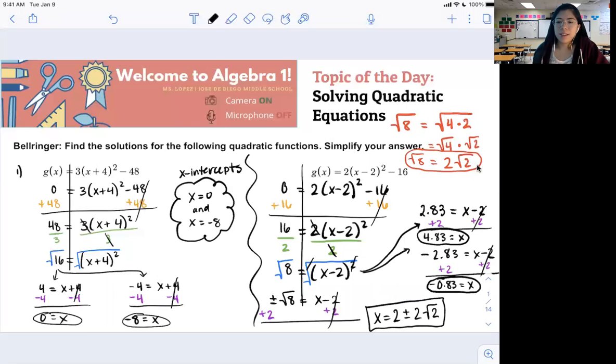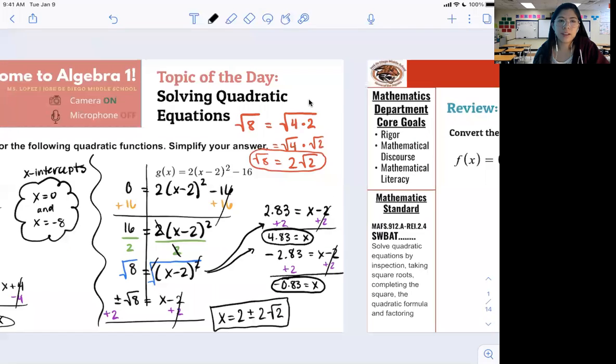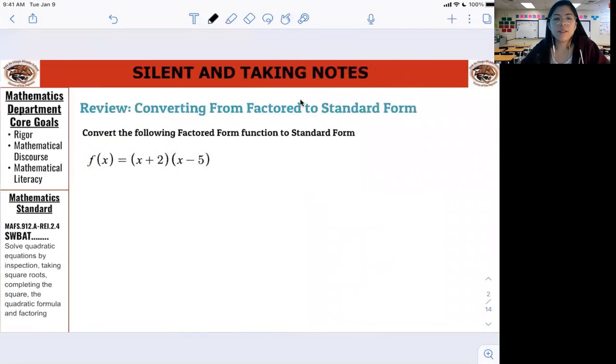All right. So let's go to today's lesson. We're going to keep solving equations, but we're going to be doing it a slightly different way. So we're coming back to factored form for a moment, because we know factored form is the best way to figure out the x-intercepts. So real quick, let's just go over that one more time. This is factored form. What are my x-intercepts? How do I find them?